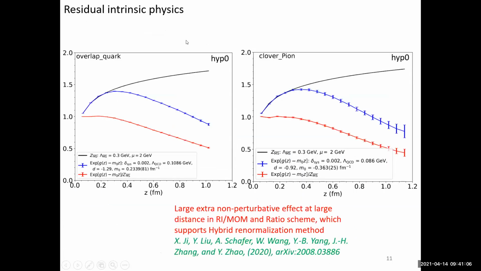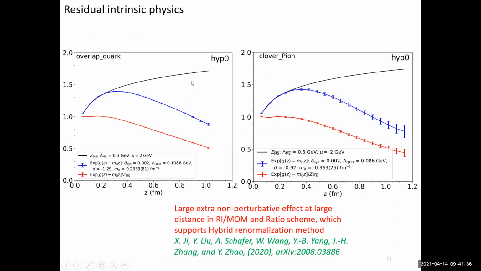Then we pay attention to the residual intrinsic physics. For example, for the hadron factor, the blue curve is the residual intrinsic physics obtained from the self-renormalization based on lattice data. And the black curve is calculated perturbatively. They are consistent at small z, but at large z, there is a large discrepancy. The same thing happens for the zero momentum pion matrix elements.